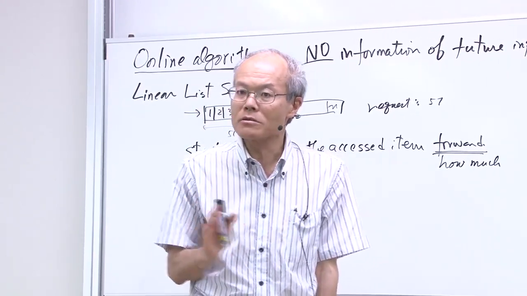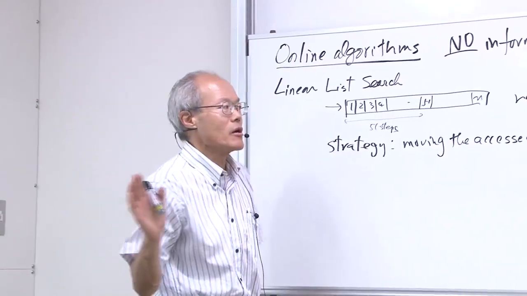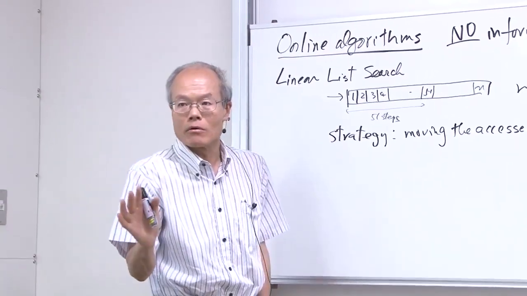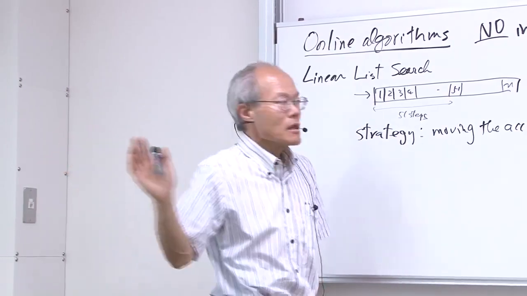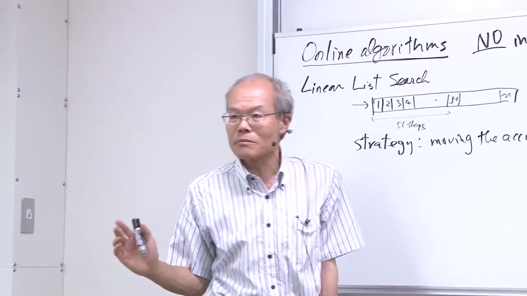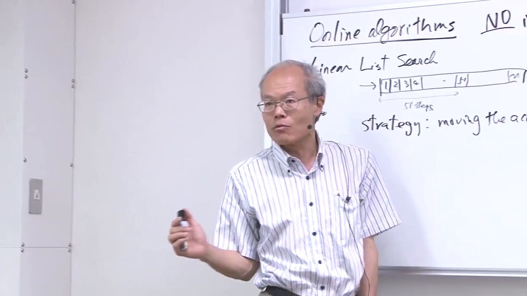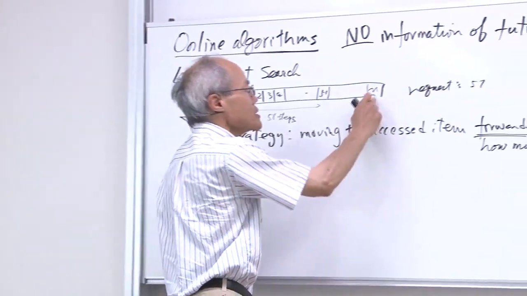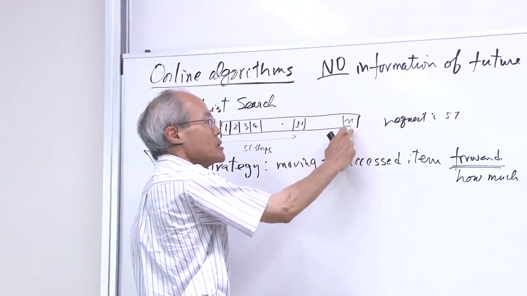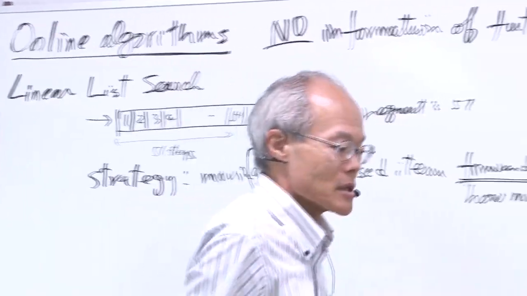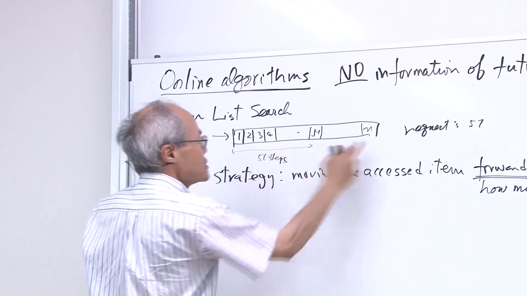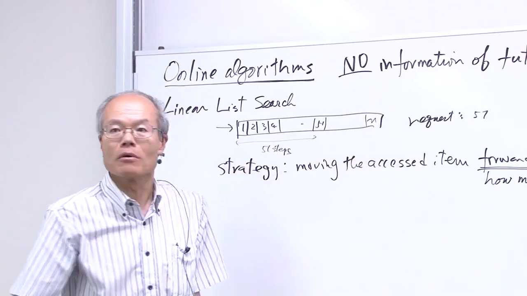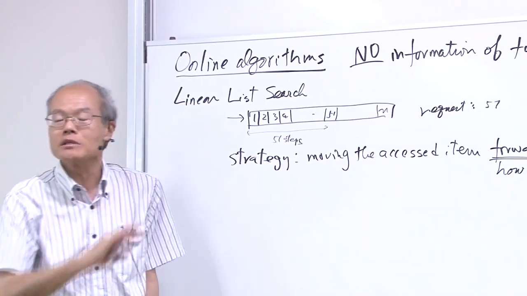Because suppose that you don't move the accessed item at all. Suppose that you don't make any movement. Then what is the worst input? The worst request is always to access the last item. Then you need n steps, and n steps, and n steps. So you always need n steps.